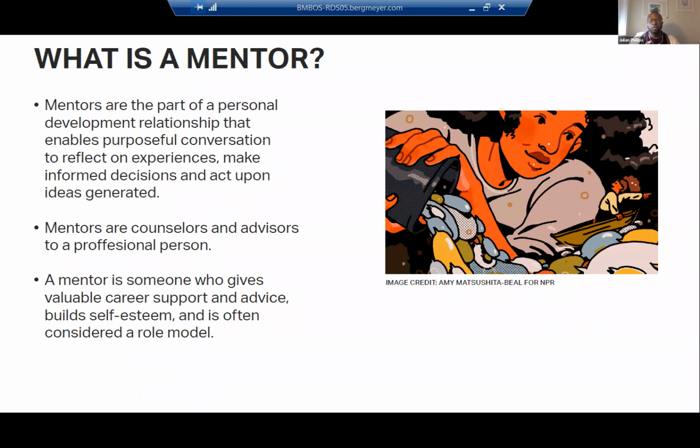Mentors, once we think about it, really do counsel, they do advise, and they do that for a professional person, but sometimes we can find mentors in our personal lives that help us become more professional. A mentor is someone who gives valuable career support and advice, and most importantly, I think they build self-esteem and are often considered a role model. A lot of times the role models in our lives, we don't think of them as a direct mentor, but they do have influence on who we become. Next slide, please.